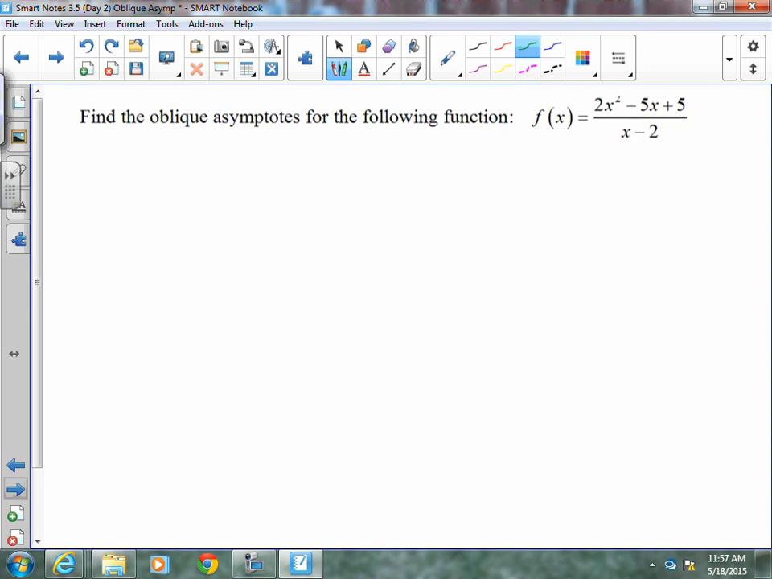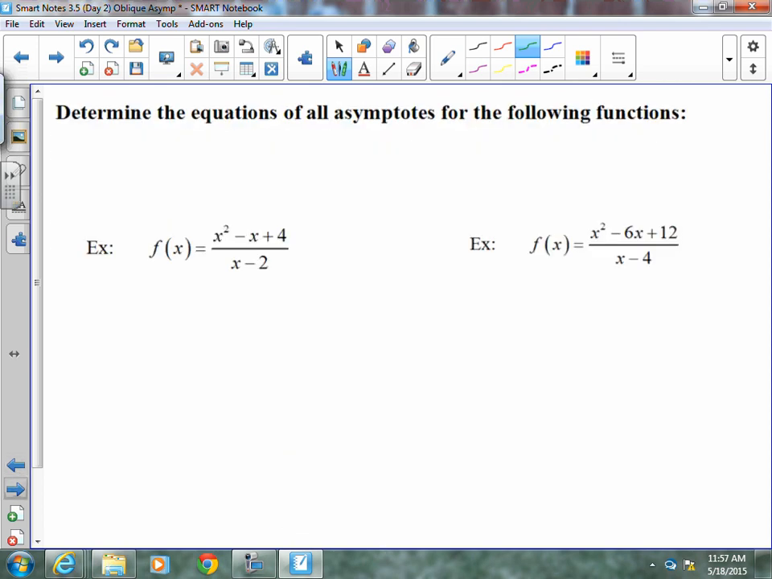Let's try one. Find the oblique asymptotes for the following function. Oh, I think that's what we just did. Yes, we already did that. So, moving on, determine all of the asymptotes for the following functions. Well, vertical asymptotes are easy. X equals 2, it's where the denominator equals 0. Horizontal asymptotes, we need to do the limit.